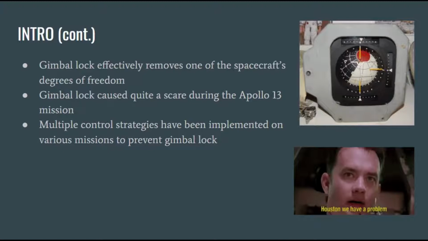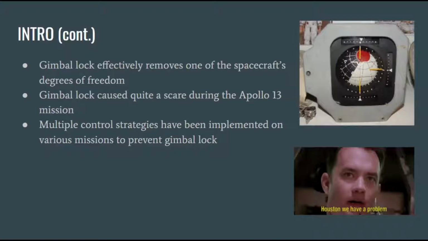You can see from the pictures on the right that gimbal lock caused quite a scare during the Apollo 13 mission. During the quadruple failure reading, the spacecraft was flying close to gimbal lock due to an instrumentation failure. This is also the infamous "Houston, we have a problem" scene.